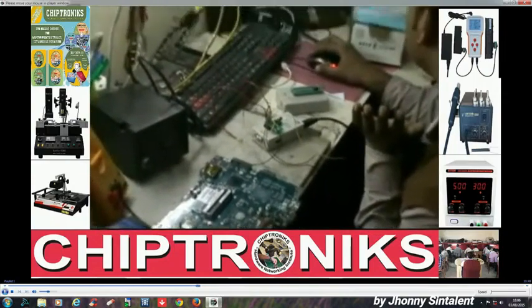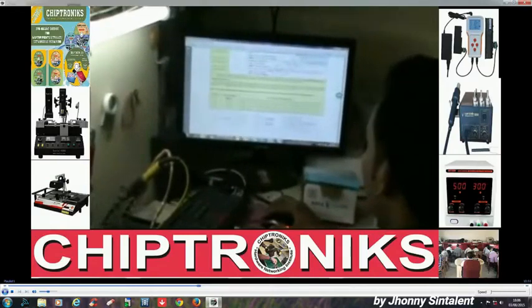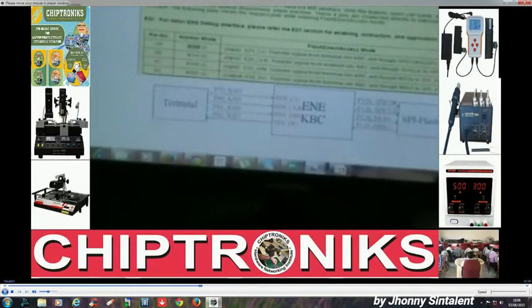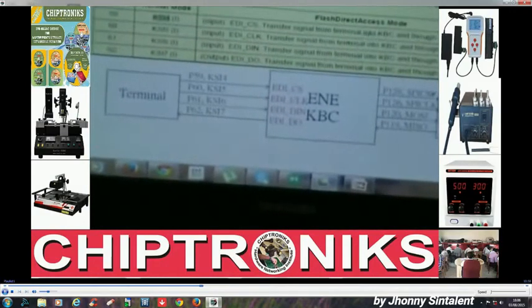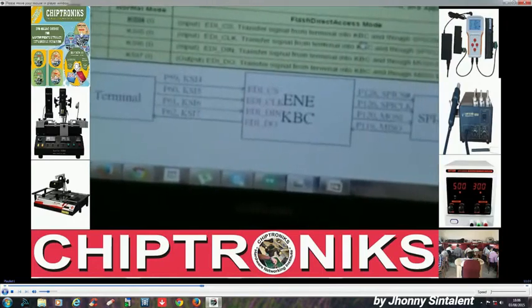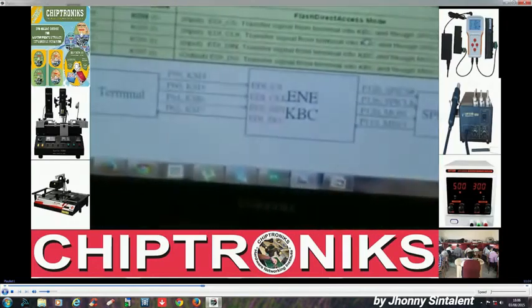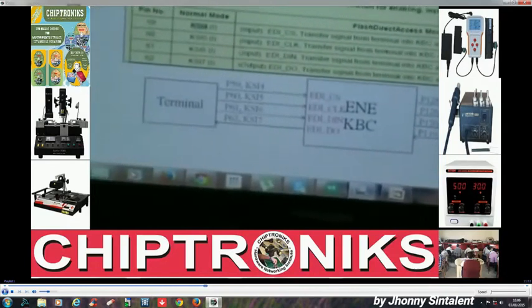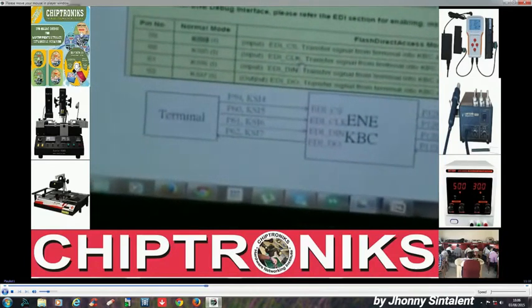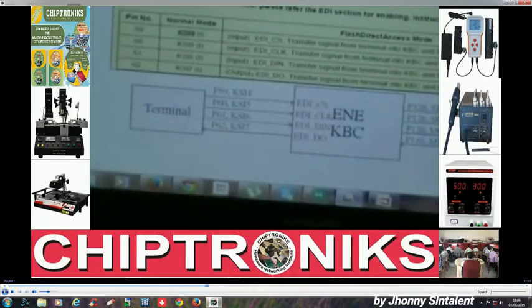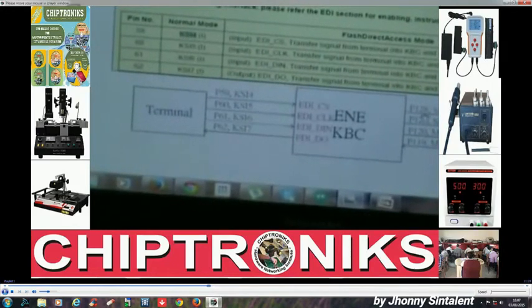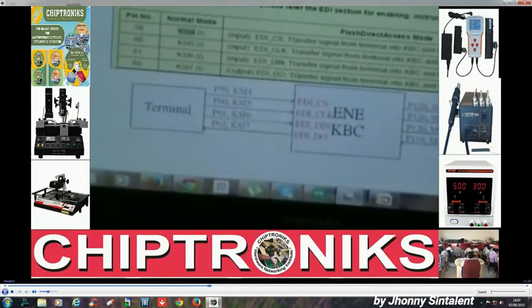One is pin 59, which stands for EDI_CS. And you can see what it does. It transfers signal from the terminal into the KBC, right? Terminal into KBC, and here our terminal is our computer and the KBC is here. So EDI_CS, CS means chip select. And pin number 60 stands for EDI_clock. And pin number 61 stands for EDI_DIN. And EDI_DO, and this is our block diagram.